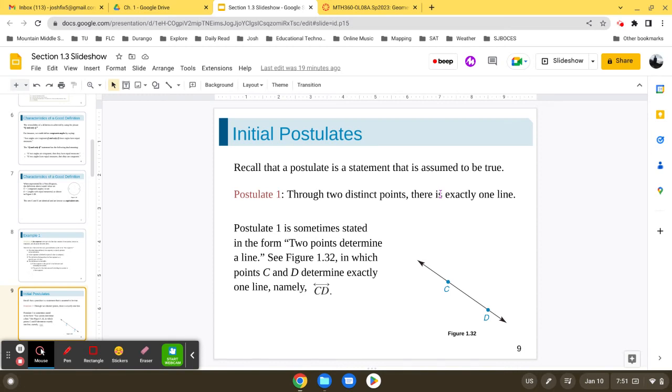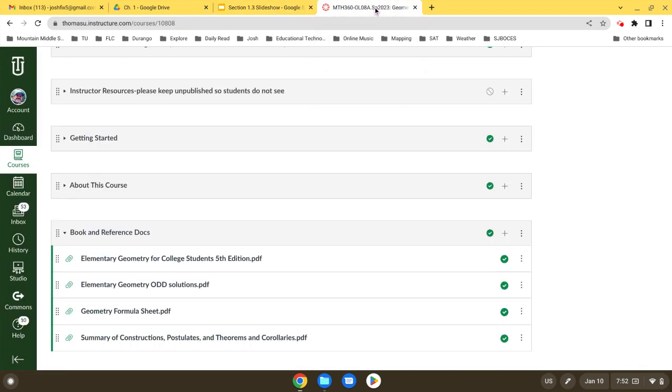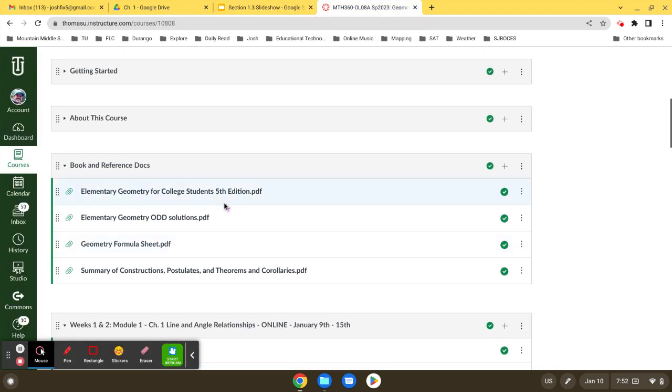All right, so the second part of 1.3 is getting into postulates. Before I got into that, I wanted to show you a resource I think would be very valuable for you to print out and have. We have the textbook, and I do not print that. We have the odds. I don't see any reason to print that. But then, we have the geometry formula sheet, which I talked about in the welcome video.